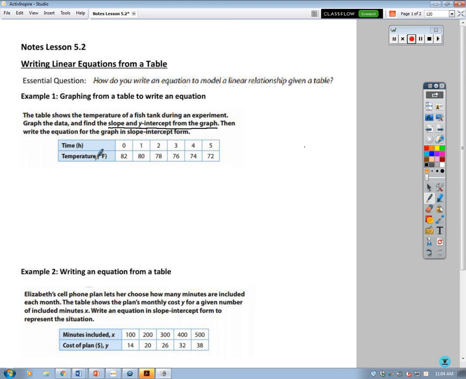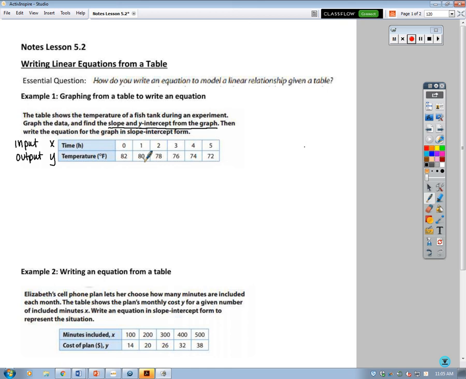So we've got our table of values here. Our top value is going to be x, and our bottom value is going to be y. Remember that x is our input, and y is our output. And that means that y depends on x. Our input determines what our output is. So at 0 time, we have 82 degrees. At 1 hour, we have 80 degrees. So it shows the temperature over time. You put in the time, you get out the temperature.